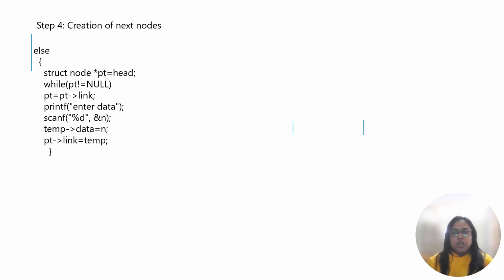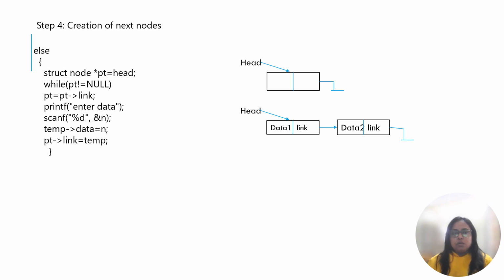Okay, so next we are going to define other nodes. Means we want to create the nodes for our own purpose. So first of all, we will take another pointer pt, and pt will point to this head. Then up to pt not equals to null, we will traverse the list.